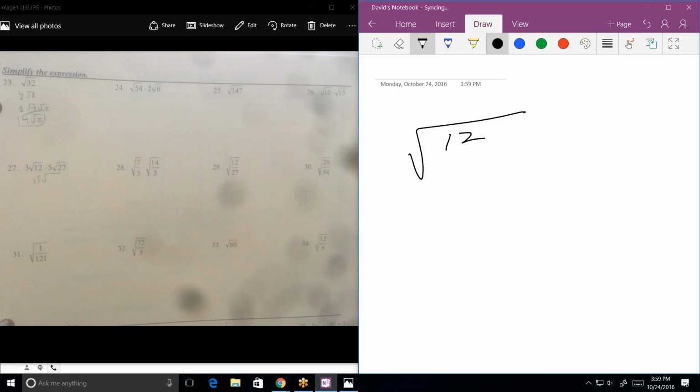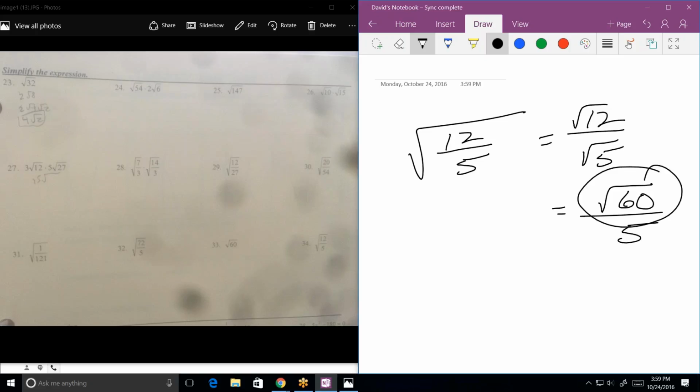34. So you have 12 root 5. So you have root 12 over root 5. That's always what you want to do as a first step, no matter what. So multiply the top and bottom by root 5. Which gives you what? So that'll give you root 60 over 5.